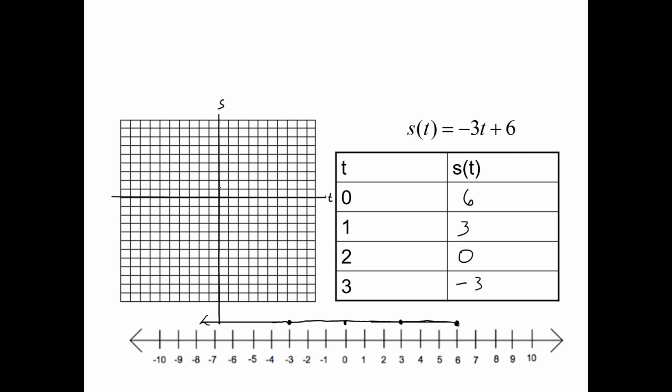And at 0, we're at 6. 1, 2, 3, 4, 5, 6. At 1, we're at 3. 1, 2, 3. At 2, we're at 0. And at 3, we're at negative 3. You should see by the equation that the graph is a line. So all these points should fall on one line. And there we go. Again, my graph should end there.